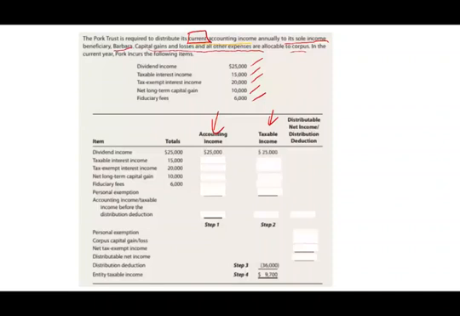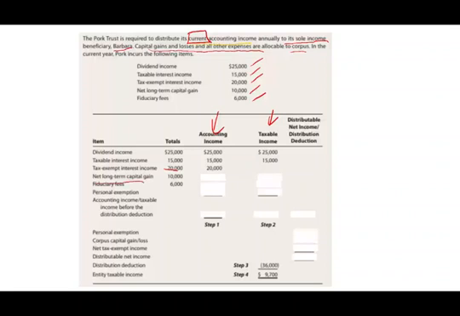Taxable interest, $15,000. Is it part of accounting income? Yes, interest is part of accounting income. Is interest taxable? Yes, it is. Therefore, it's $15,000 as well under taxable income. Tax-exempt interest, $20,000. Is that part of accounting income? Did we earn $20,000? Yes, we did. Is it taxable? No, it's not, because it's by nature tax-exempt interest.